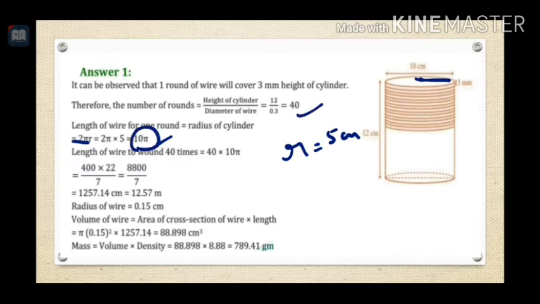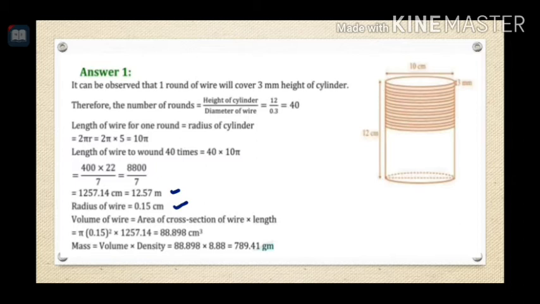For 40 rounds, the length of wire will be 40 into 10 pi. In place of pi, use 22 by 7. The value will be 8800 by 7. Now in decimal it will be 12.57 meter. This is the length of the wire, and the radius of the wire is also given.